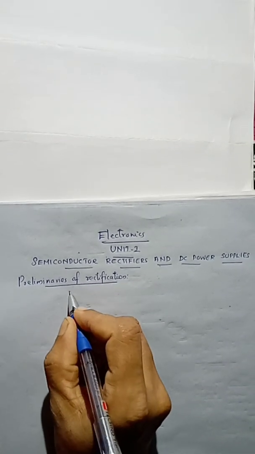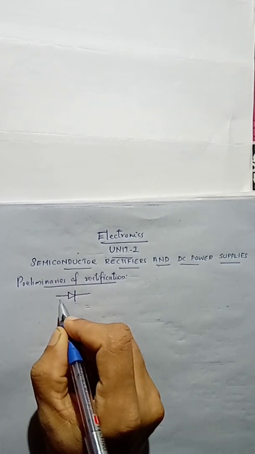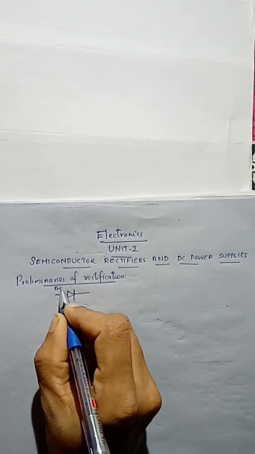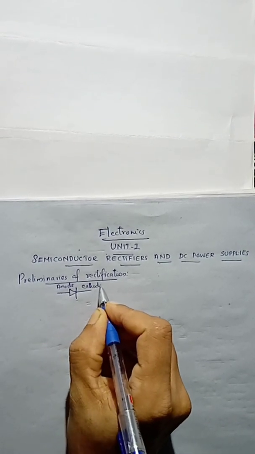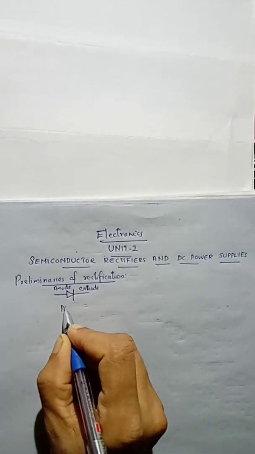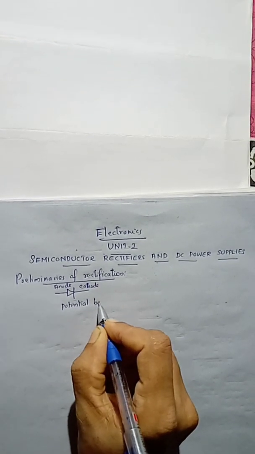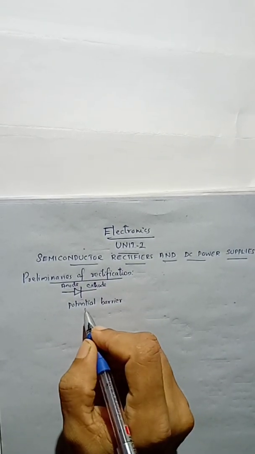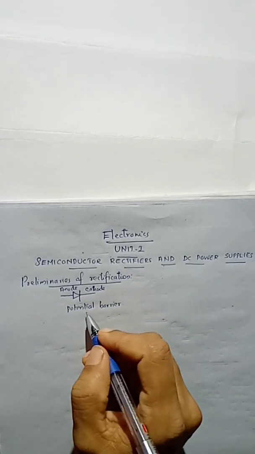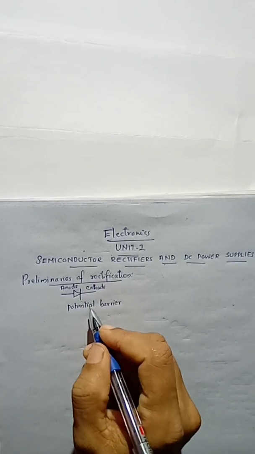A diode is also known as a PN junction. It has two parts: one is the anode part and the other is the cathode part. When a PN junction is formed, a potential barrier is established at the junction. So this potential barrier does not allow any further movement of holes and electrons through the junction.